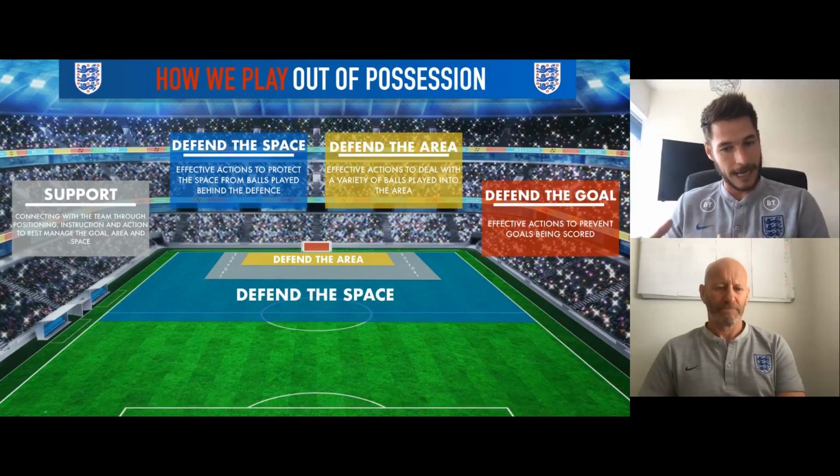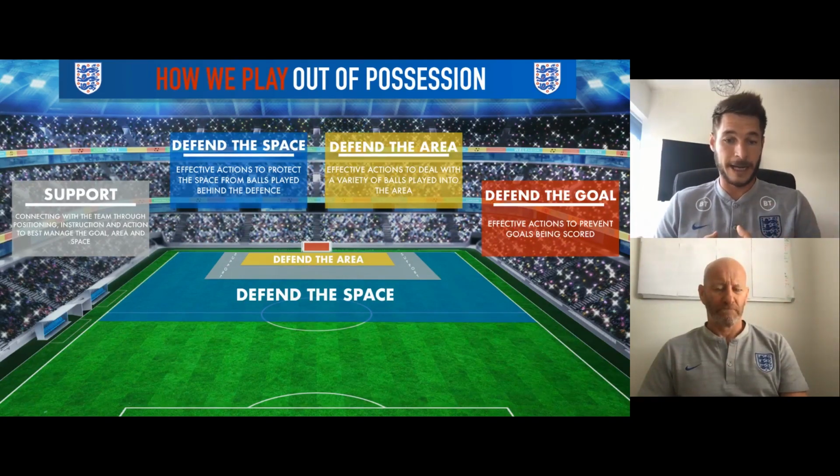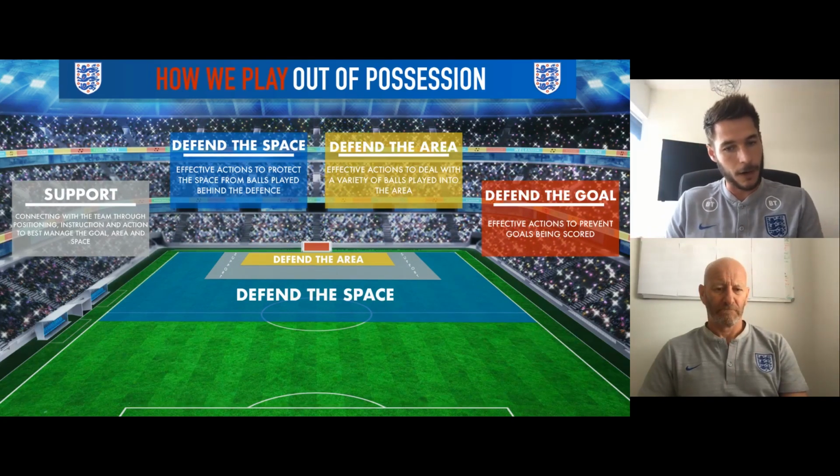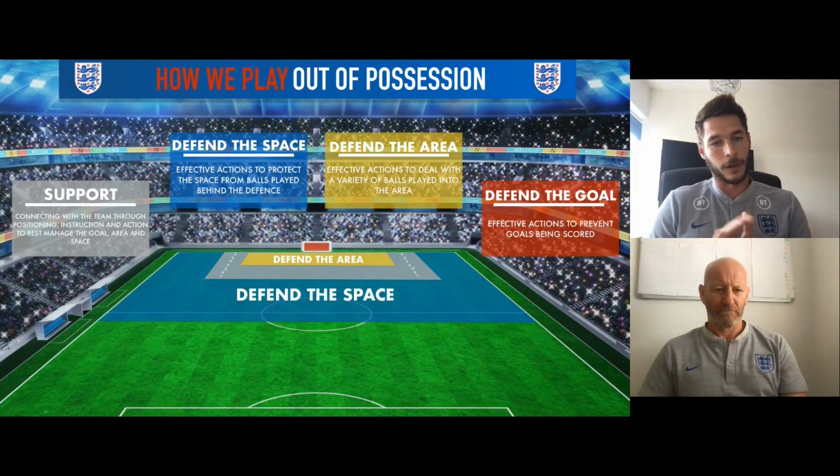It's probably one of the most key areas of the game, where as soon as that ball turns over, there's an opportunity where the opposition might try and exploit you. And is your goalkeeper in the optimum position ready to deal with the scenario that he may come up with? So then from that support position, we're looking at defending the space.